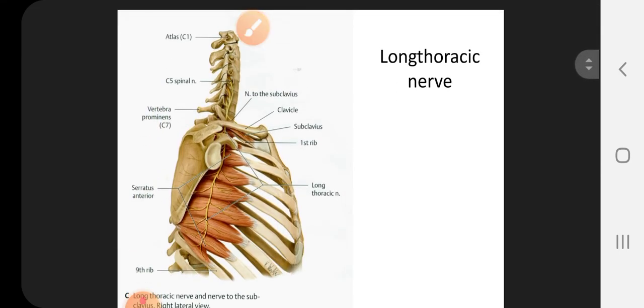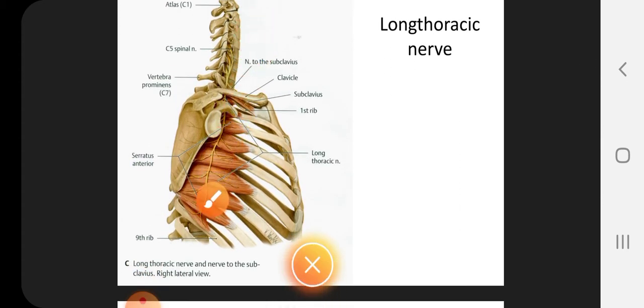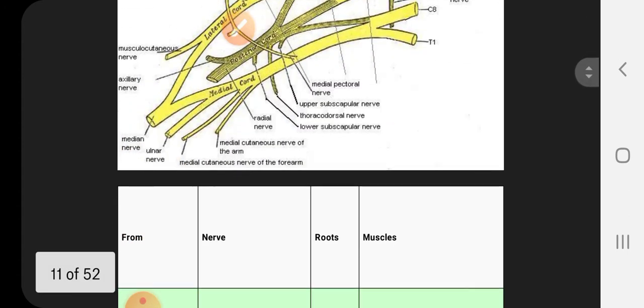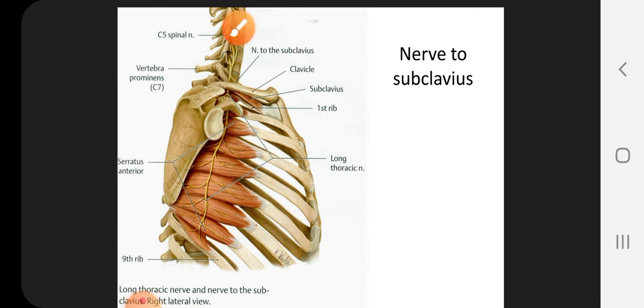Next you can see in this diagram the long thoracic nerve, which goes and supplies the serratus anterior muscle, which is the key muscle for overhead abduction. Next, nerve to subclavius. So this is the clavicle. Just below that is the subclavius muscle, which is supplied by the nerve to subclavius.